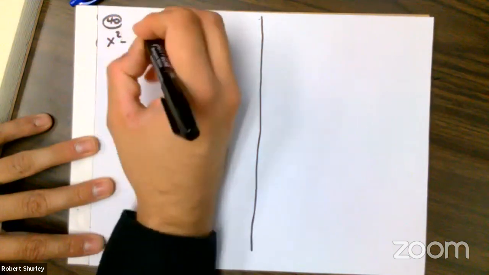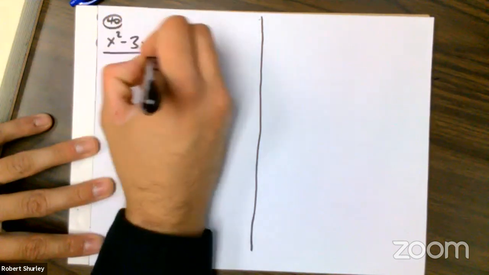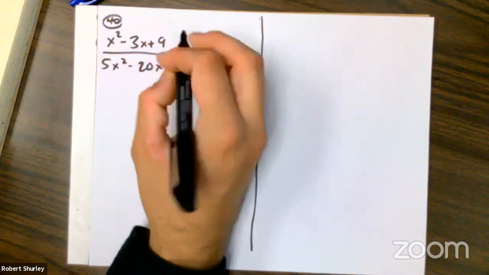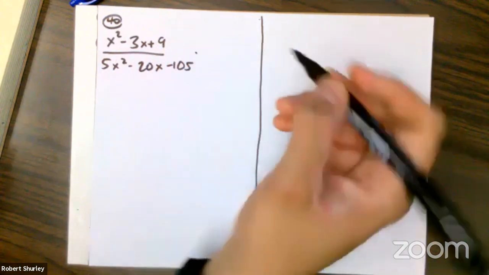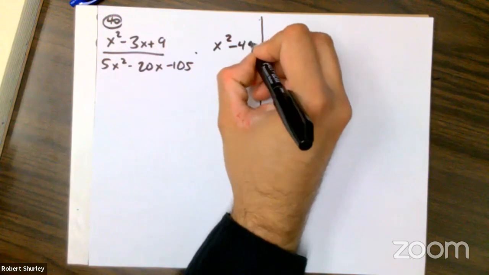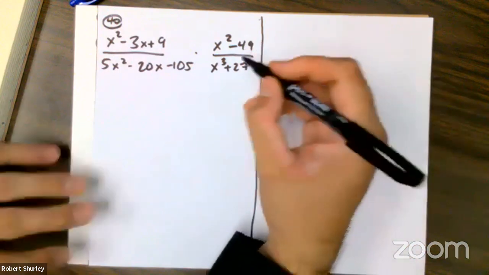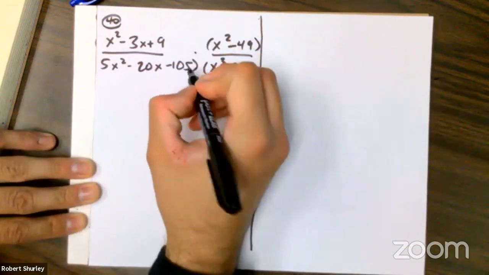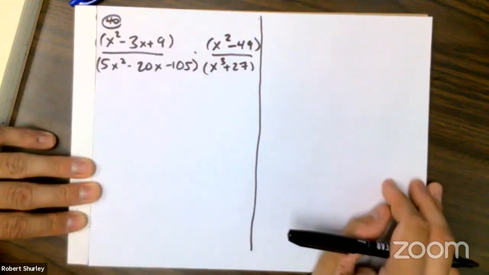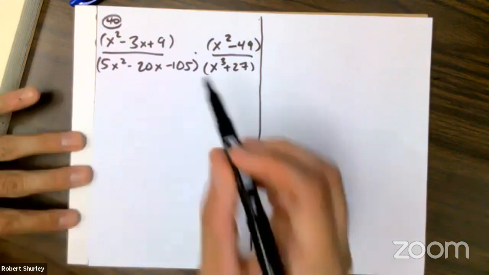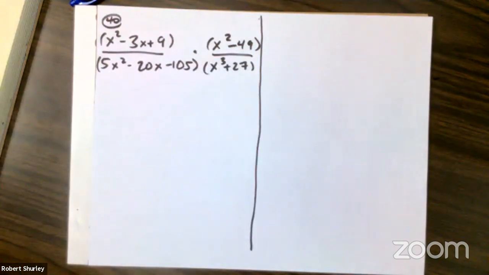40 is x squared minus 3x plus 9 over 5x squared minus 20x minus 105 times x squared minus 49 over x cubed plus 27. Okay, so again, the first thing I'm going to do is put parentheses around everything. And then I want you to work, we'll pause here. I want you to just work this one, and then we'll do a division after this. So this is a doozy, to say the least. Try that one.